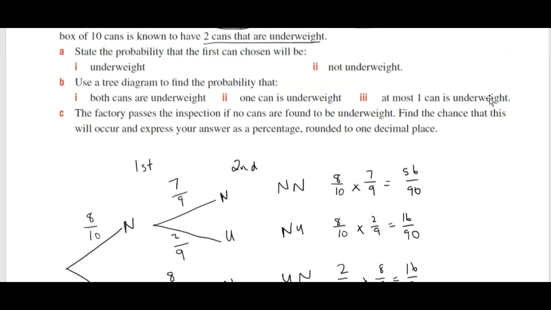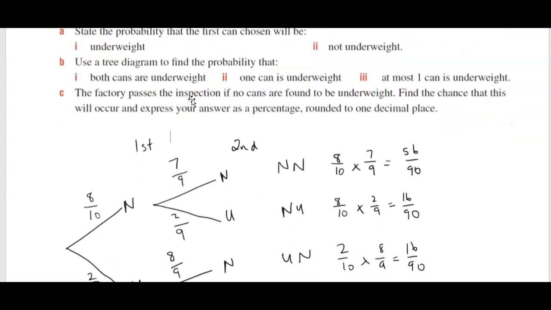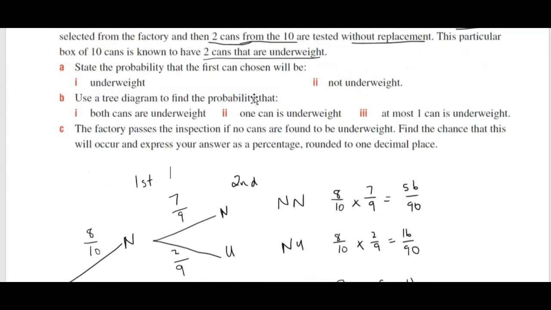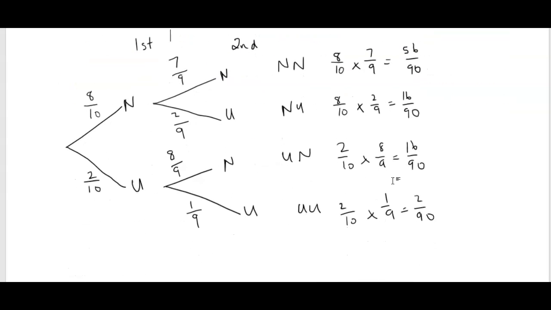Fabulous. Okay, so for question A, state the probability that the first can chosen will be underweight. Okay, so the first can, underweight is 2/10 or 1/5. We're only looking at the first can, 1/5, and not underweight is 4/5. Use a tree diagram to find the probability both cans are underweight. So we go to UU, 2/90, which is 1/45.